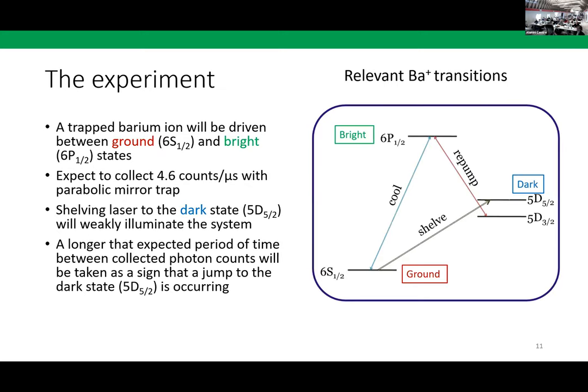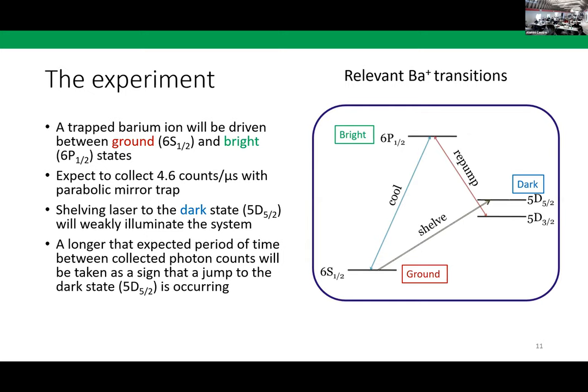So this diagram should look familiar because it's our favorite transitions in barium. So we will strongly drive the ion on this transition and then collect the photons that it emits as it goes through that. When we're driving it, we expect to collect 4.6 photon counts per microsecond.